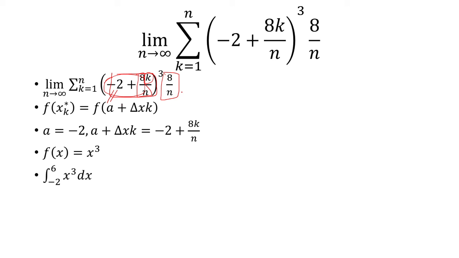We know the length of the interval is 8, since 8 over n is your delta x. And so that is b minus a over n. That means 8 is b minus a. And then a we said is negative 2. So that's b minus negative 2, which is b plus 2. So then b has to be 6. Okay. And so this approach gives us the integral from negative 2 to 6 of x cubed dx.